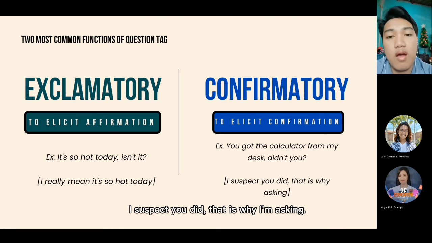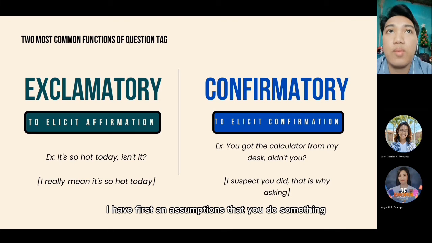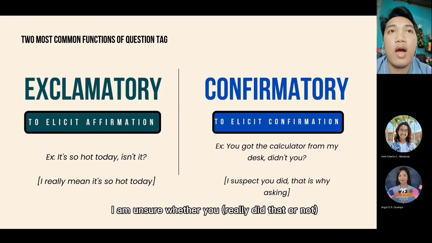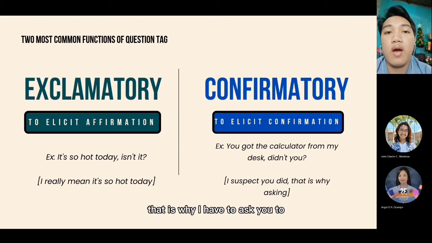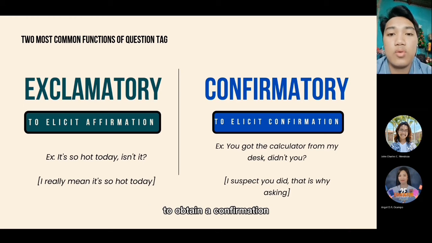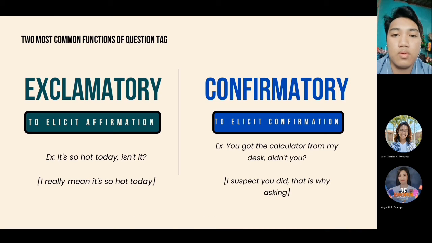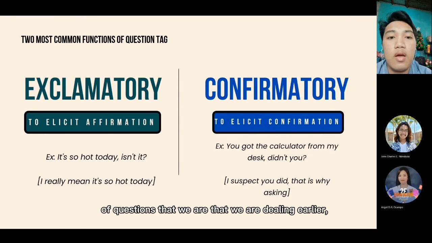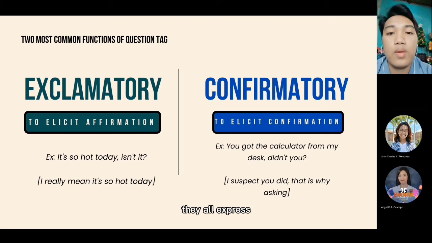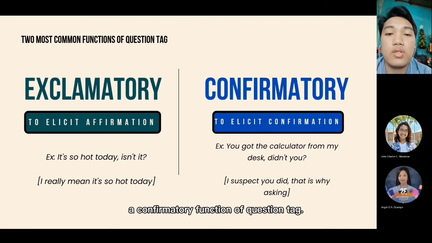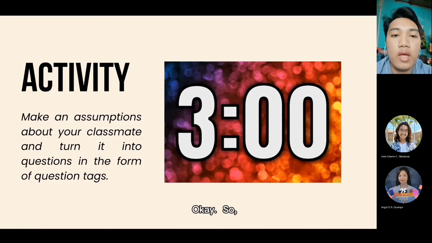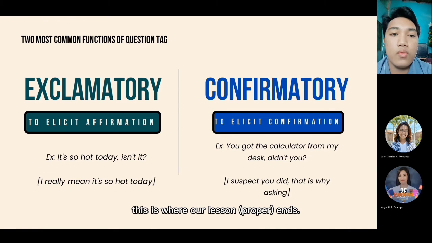That is why I'm asking. I first have an assumption that you did something, but I am not sure. I am unsure whether it is true or not about you. That is why I have to ask you to obtain confirmation. So actually, the set of questions that we dealt with earlier expresses a confirmatory function of question tags. Okay, so this is where our lesson discussion ends.